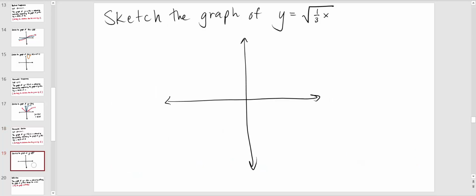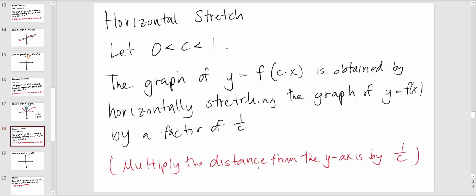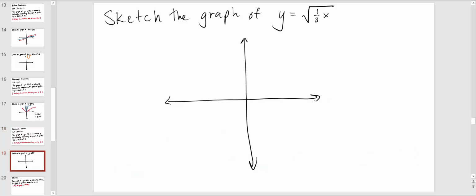For example, if you've got the square root of 1/3 x, that's going to stretch the graph not by 1/3. That doesn't even make sense to say. You can't stretch it by 1/3. You're stretching it by a factor of 3, which is the reciprocal of the number that we see. So y equals the square root of x is our base function here, our library function. It's that half parabola that kind of opens to the right.